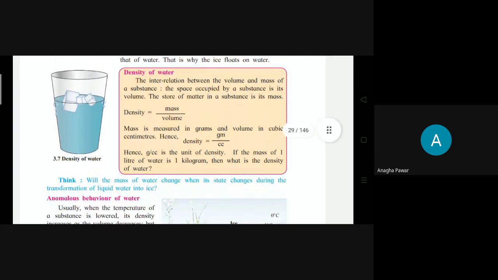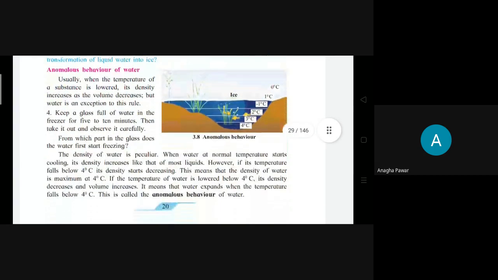So, about density, there is an interrelation between volume and mass of a substance. The space occupied by a substance is its volume, and the store of matter in a substance is its mass. So density can be calculated as mass upon volume. Mass is measured in grams and volume in cubic centimeter. Hence, the unit of density is gram per cubic centimeter.